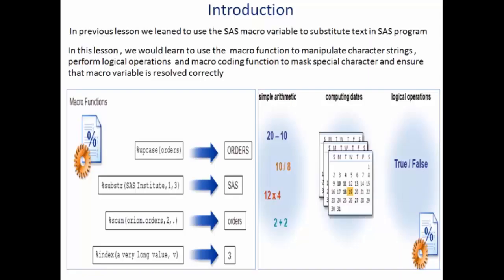In case of substring, the entire provision is the same. We write the variable name, then the starting position, and then the length. Scan is the same. In scan we supply the variable name, then the position of the string, and then the delimiter. Then comes the index. In index we try to find the position of the V. Here I'm trying to find the position of V. So these are some basic functions which we discussed in base SAS.